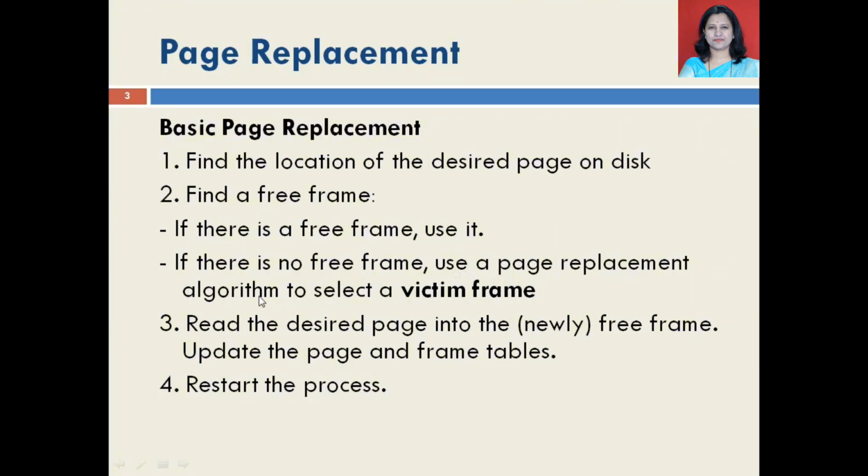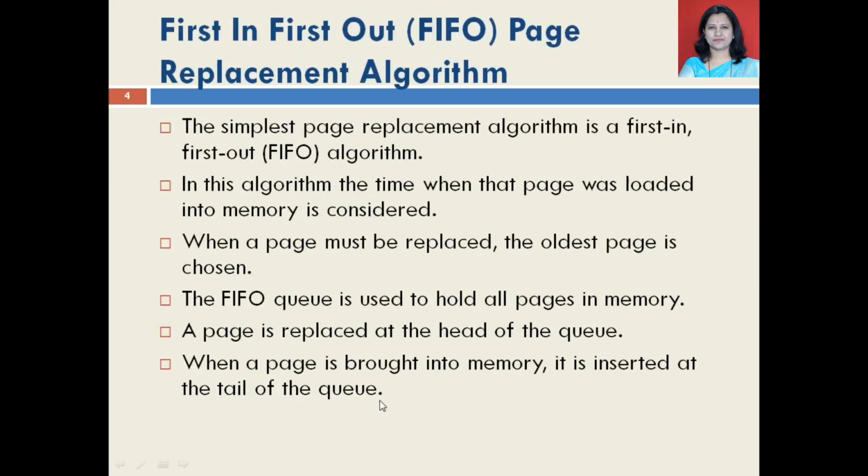Suppose we are going for first in first out, so we will use that algorithm to select a particular victim frame, then read the desired page into the newly freed frame. Then update the page and the frame table and restart the process. So let us start with the first page replacement algorithm that we are going to implement, that is first in first out.